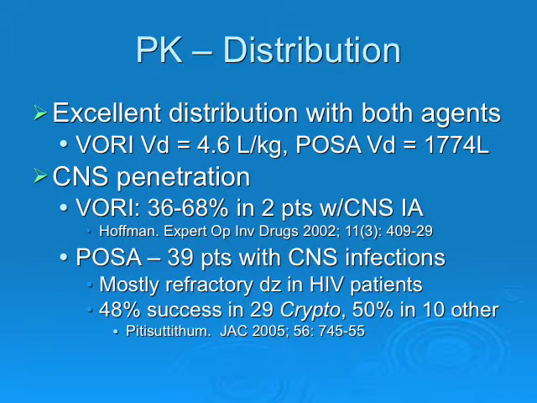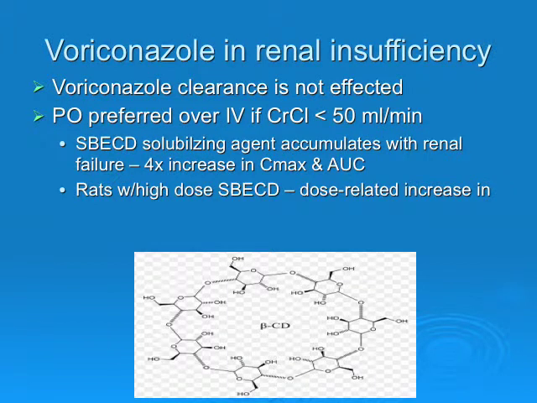In terms of distribution, both drugs have excellent distribution. Also, most of these drugs have very significant CNS penetration. With voriconazole, we've got a couple of patients who had CSF levels of 36 to 68% of what they had in their bloodstream. For posaconazole, I don't have that kind of data, but what I do have is a case series of patients with CNS invasive fungal infections with about a 48%, 50% response rate. So that certainly suggests that the drug's getting into the CNS. That's very useful for us.